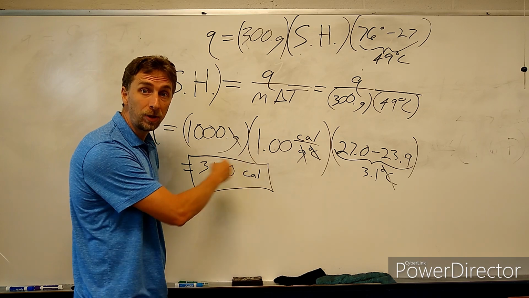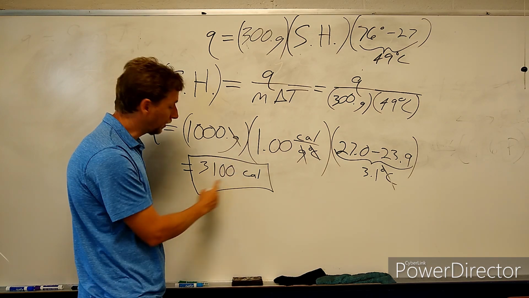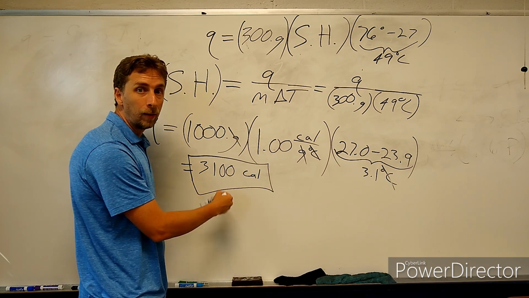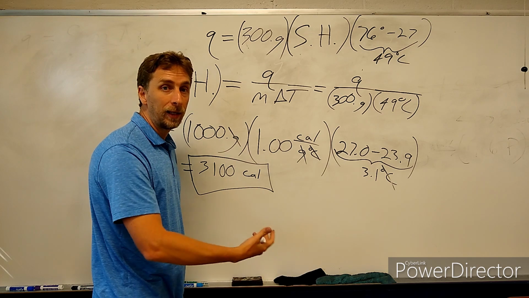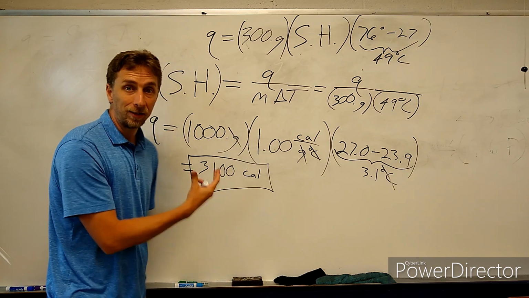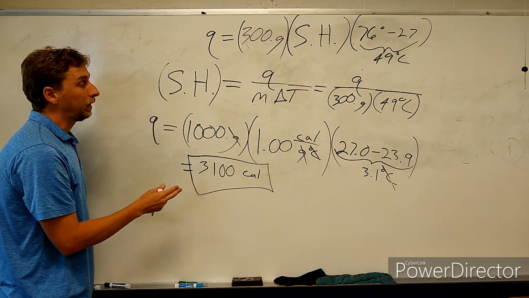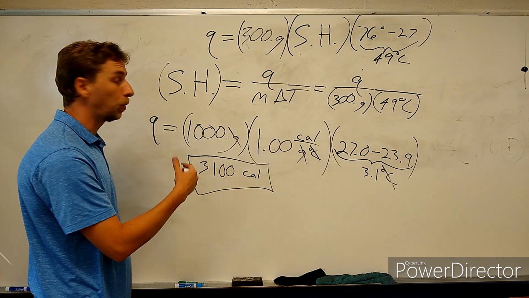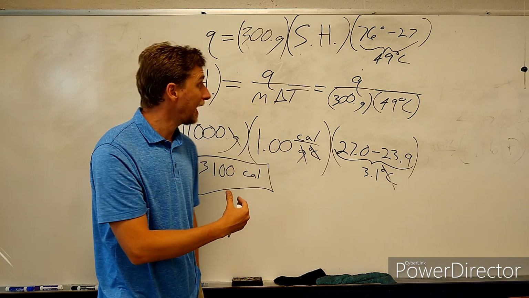And this has two significant figures, just the 3 and the 1. Remember, if I put a decimal place there, then you could say it has 4 significant figures. But in physical sciences, if there's no decimal place shown, then you don't count trailing zeros as significant. Okay, so 3,100 calories of heat went into the water from the hot glass.